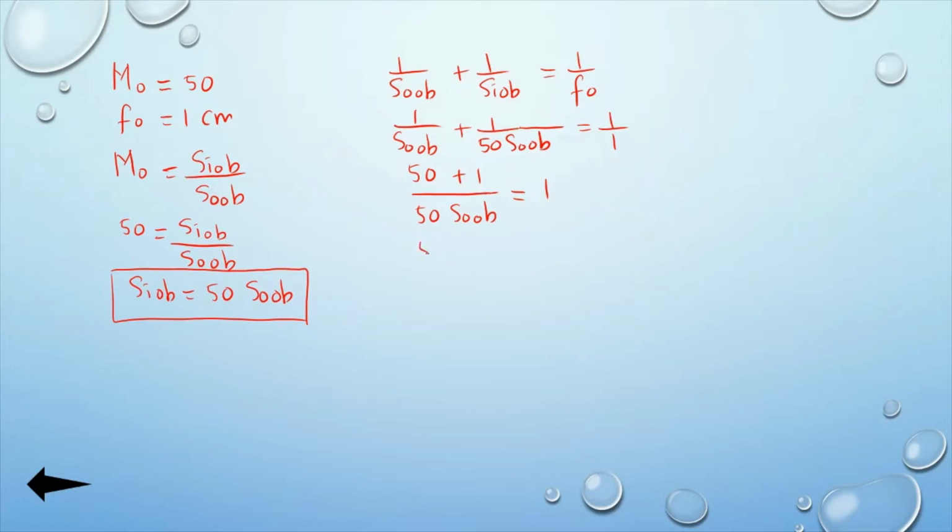You will get 50 SOOB equals 51. So SOOB equals 51 over 50, or 1.02 centimeter. This is the answer for question A. The object must be placed at a distance 1.02 centimeter from the objective lens.